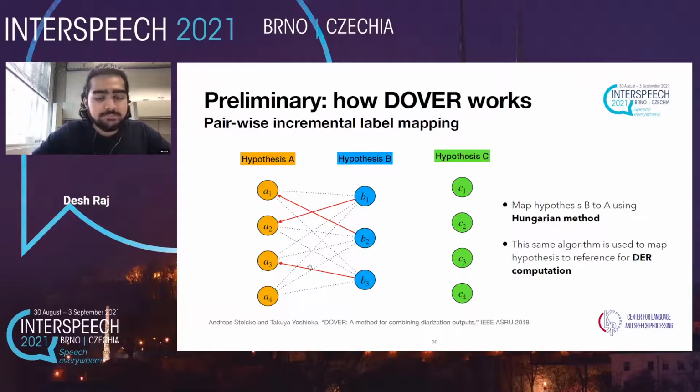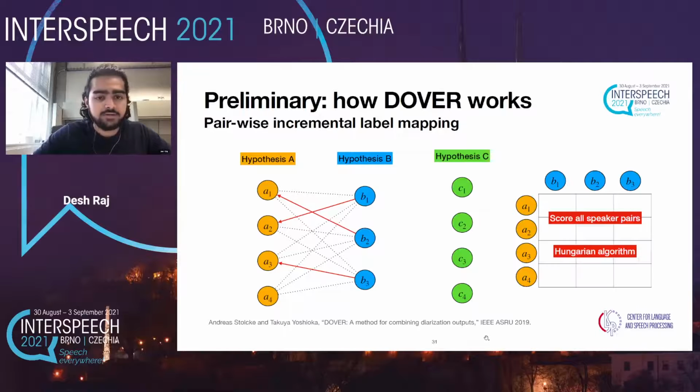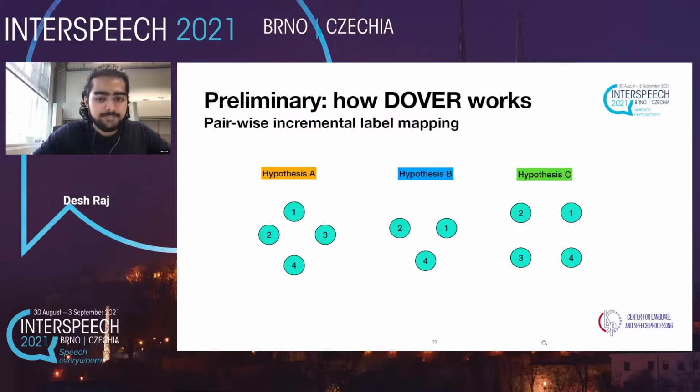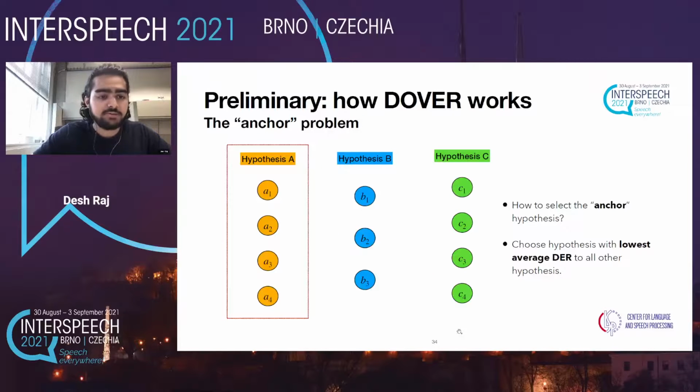To see this, let's take a step back and see how DOVER works. What DOVER does is a pairwise combination of hypotheses. So it takes 2 hypotheses, maps them using the Hungarian method, and then keeps doing that for all the hypotheses. And this is, of course, linear time because we are combining as many times as there are hypotheses to be combined. As you can see here, finally, after all the combination, hypotheses A, B, and C would have the same underlying speakers, and so the voting stage can be performed.